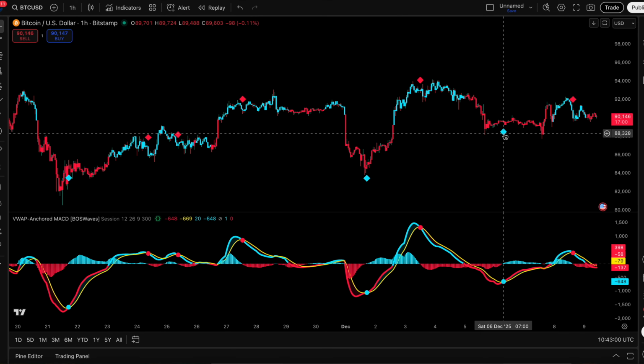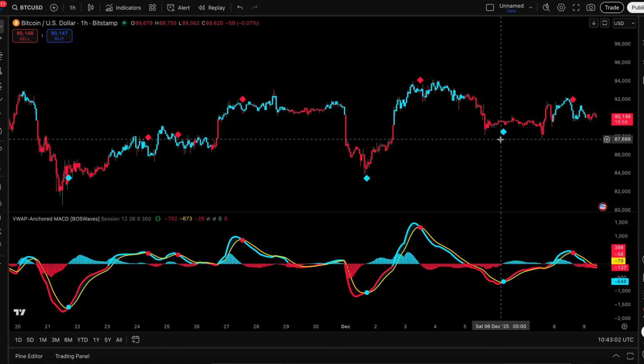Not only that, we have momentum-based candle coloring. So the candles sync with MACD momentum direction, which gives you immediate visual structure. This is trend clarity without needing to flip between charts.